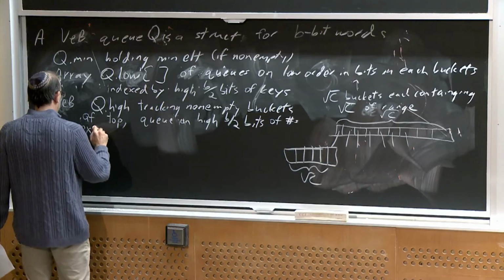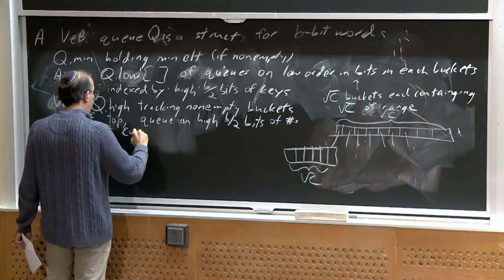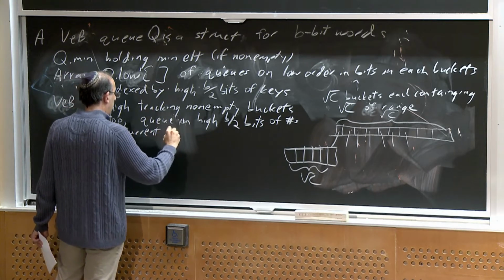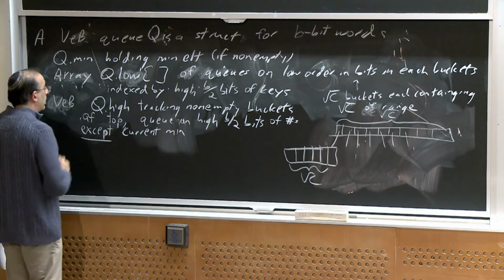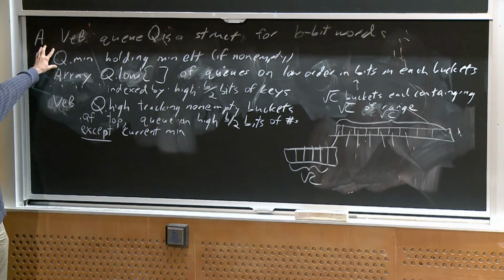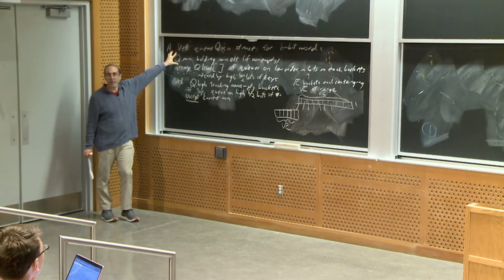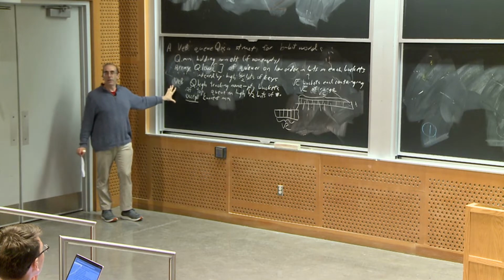Except, remember that the current min is not kept in the recursive structure. Instead, you have a separate container for the current minimum element. And again, this turns out to be really important for your data structure not to be messy, even though it tends not to matter in standard priority queues. So is everybody clear on the structure that we've designed?